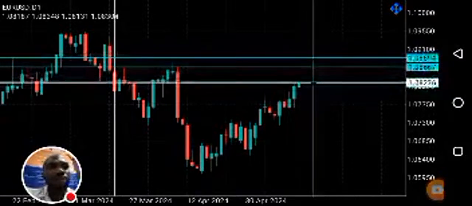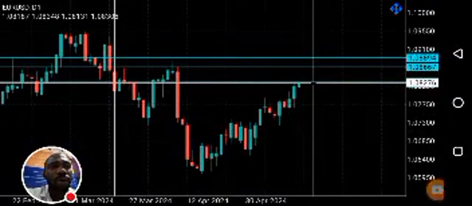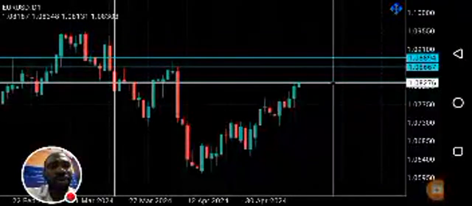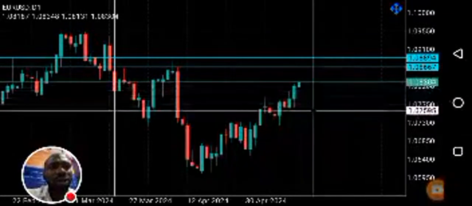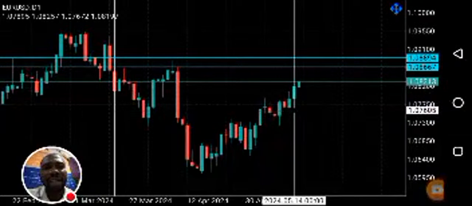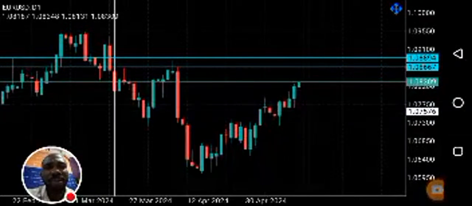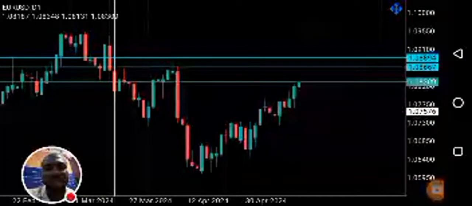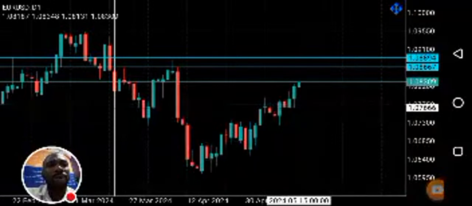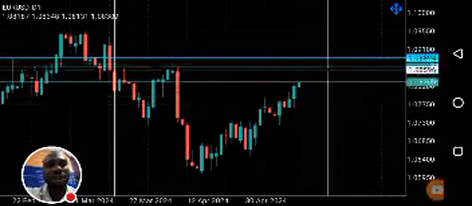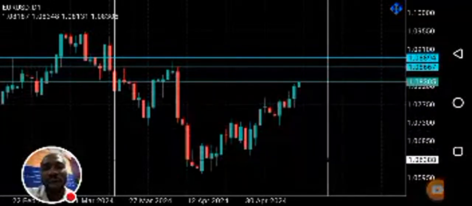If you decide to buy from this point now, this is just like 40 pips from the current market price, and you will set your stop loss maybe around this area. And if you look at the risk reward, you will see that it does not make sense. The risk reward will be very low. So patiently wait for price to hit this level and look for a sell opportunity. That's what I will advise.